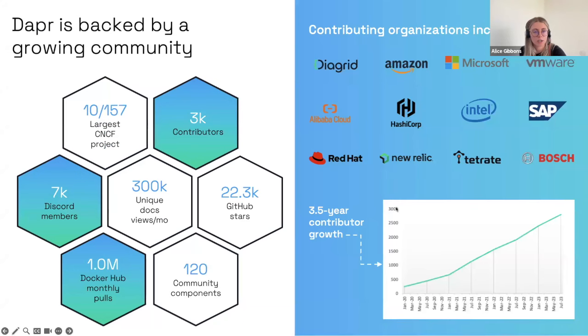The last thing I wanted to touch on quickly is that Dapr is backed by an ever-growing community. It is the 10th largest project within the Cloud Native Computing Foundation. As mentioned, it is moving towards graduation status this year, which is exciting. What we like to talk about is the contributor growth. The graph on the bottom right looks at the contributor growth over time. We are up to over 7,000 GitHub or Discord members and over 3,000 code contributors. Really excited about the community behind Dapr, as well as some of the contributing organizations who are helping make it a success.